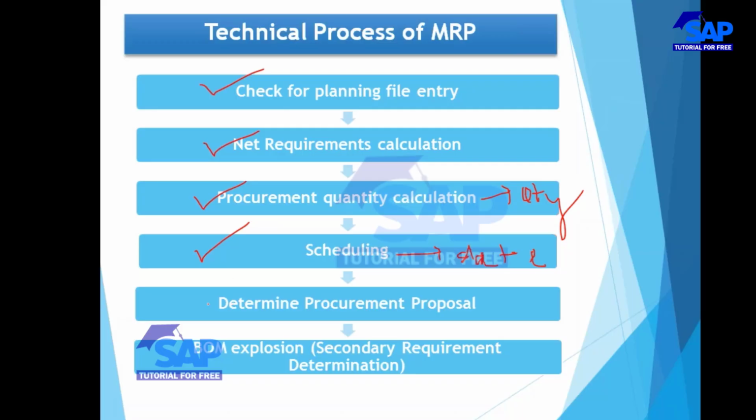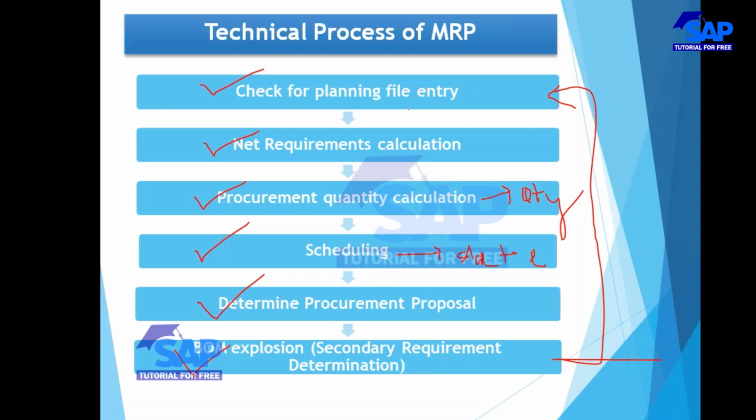After that, it will determine the procurement proposal, whether it has to generate a planned order or a purchase requisition. Then it will finally explode the BOM. If that particular material has a BOM, it will explode the BOM and again plan all the down-level materials. Again, this process gets repeated until all levels are reached. This is the technical process of the MRP.